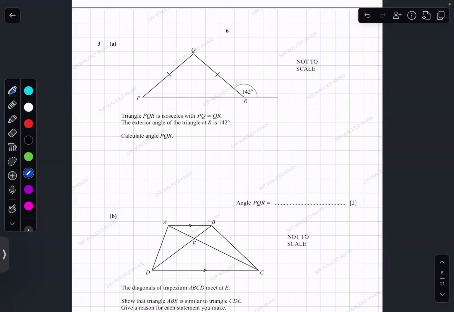Obviously, we have an isosceles triangle, so this angle is equal to this angle. And what is that angle? This X should be 180 minus 142. There are no reasons required, so you can just directly write 38 and 38 over here. Now PQR, obviously we are dealing with a triangle, that should be 180 minus 38 minus 38, which is 104.